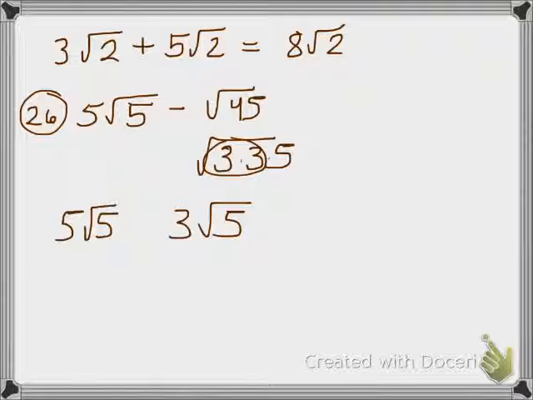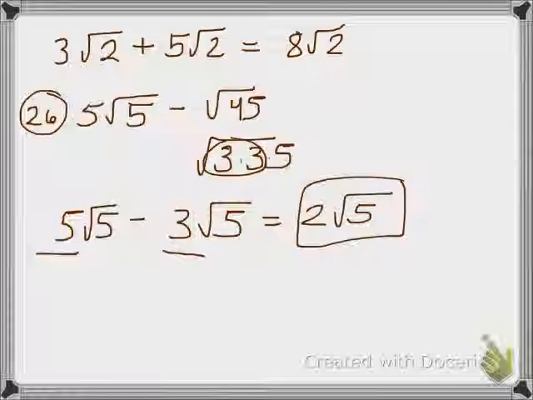Let me bring back the rest. 5 square root of 5 minus 3 square root of 5. That right there gives me 5 minus 3, 2. Square root of 5 stays put. So we're just subtracting those numbers up in the front. And the square root of 5 stays the same. Now the last problem that we're doing is going to be number 29.